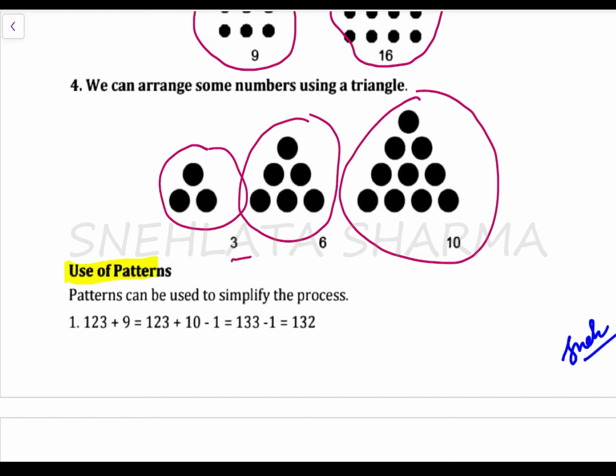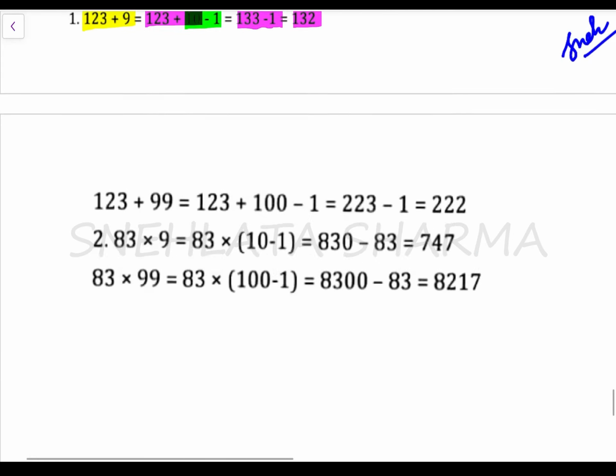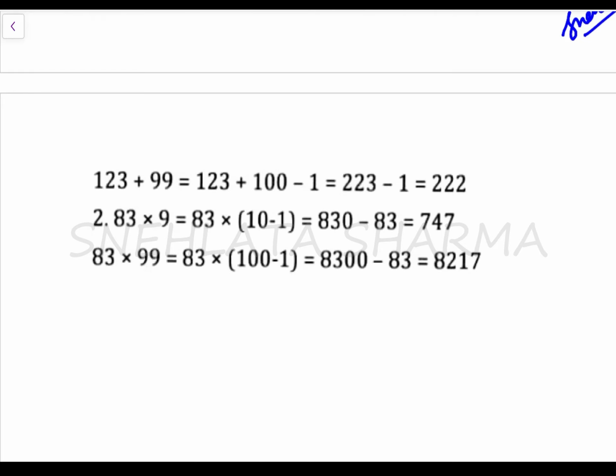Patterns can be used to simplify the process. Here you can see. If we need to add 9 to 123, we can write 9 as 10 minus 1. Now it is very easy to add 10 to 123. This gives me 133, and 1 less than 133 is 132. Like this we use patterns to simplify the process. Let us see some more examples. 123 plus 99. Here 99 can be written as 100 minus 1. And 123 plus 100 gives me 223, and 1 less than 223 is 222.